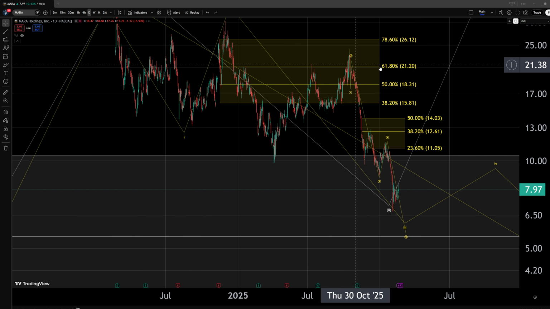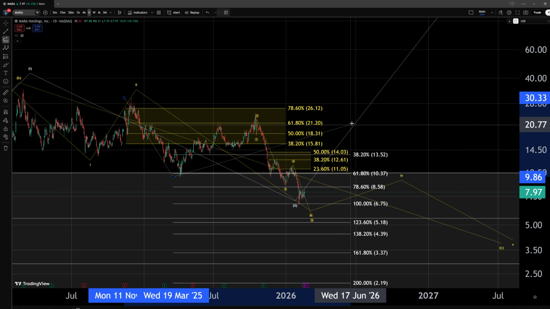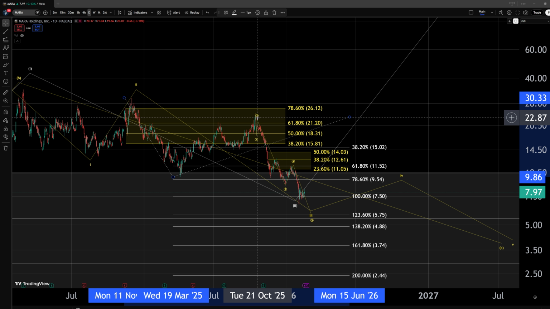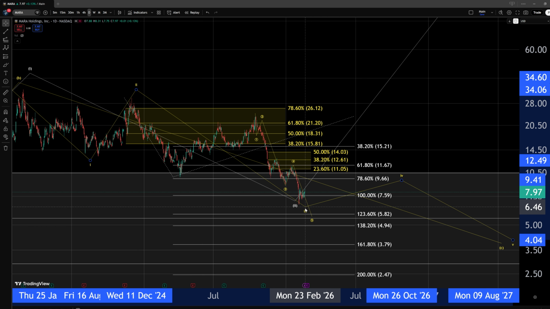So here, firstly, this wave C is being tracked as an ending diagonal. So we would have already reached the ideal target for the wave C because it would have been at the 100% extension of the wave A. Yeah, we have just surpassed that with this latest push to the downside.